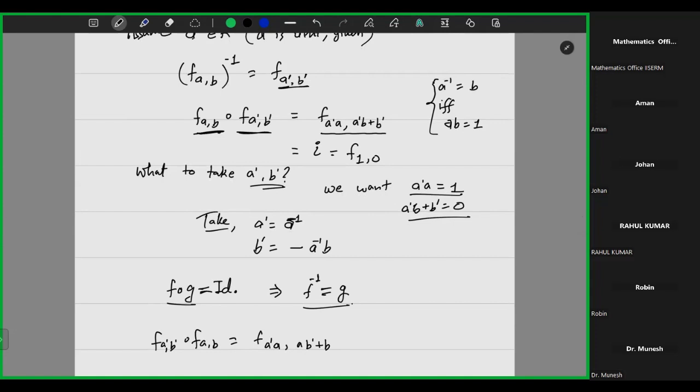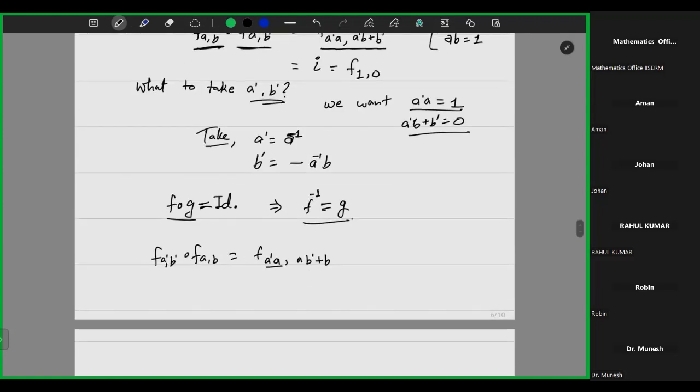Clear? This is just A prime because R is a commutative ring. So what happens to this? A prime is again 1, as A inverse. A prime is A inverse. So it is 1.